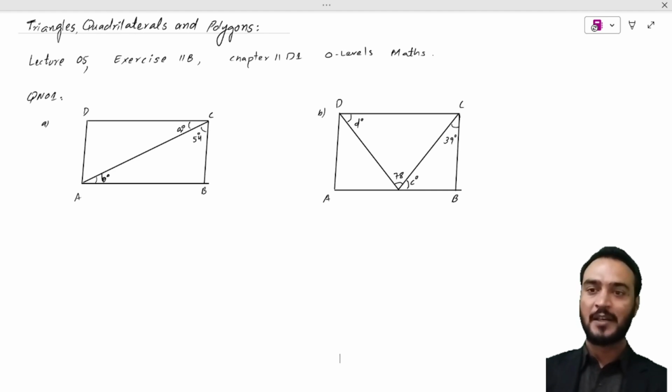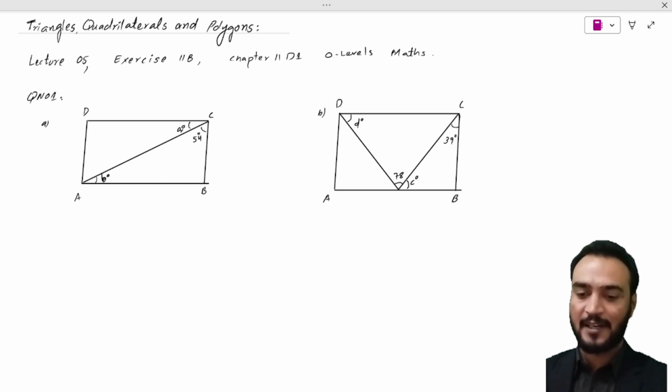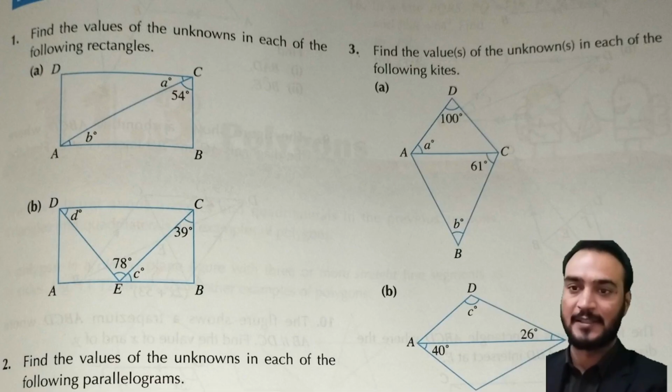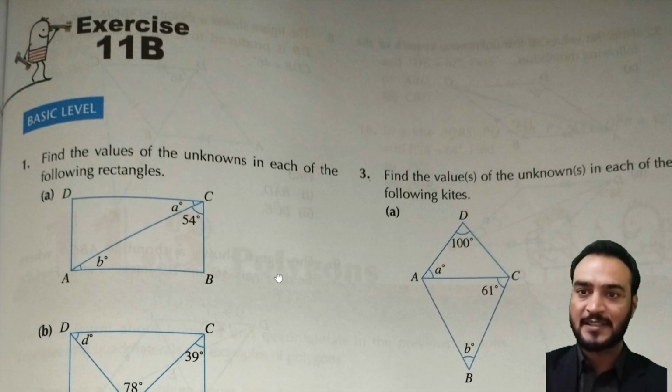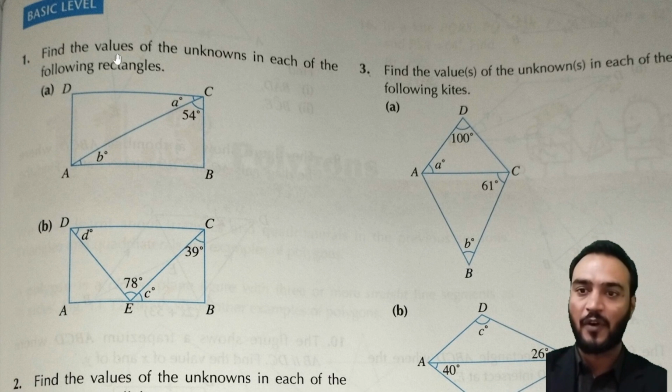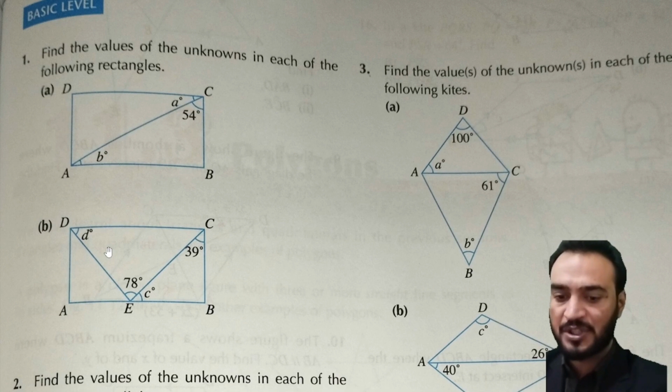Quadrilaterals, and polygons. So this is exercise 11B of D1 Mathematics O levels, and question number one is: find the values of unknown in each of the following rectangles. These are two parts, part A and part B of question number one. We have to find the angles that are unknown in these rectangles, that is the A degree and B degree in part A, C degree and D degree in part B. So let us solve these questions.